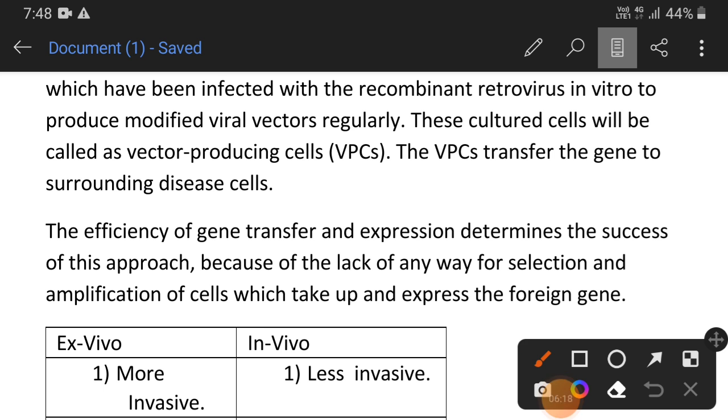That means if the gene transfer method is efficient and if the expression of the transgene inside the cell is working properly, then under such circumstances only our entire work will be considered as successful, otherwise not.